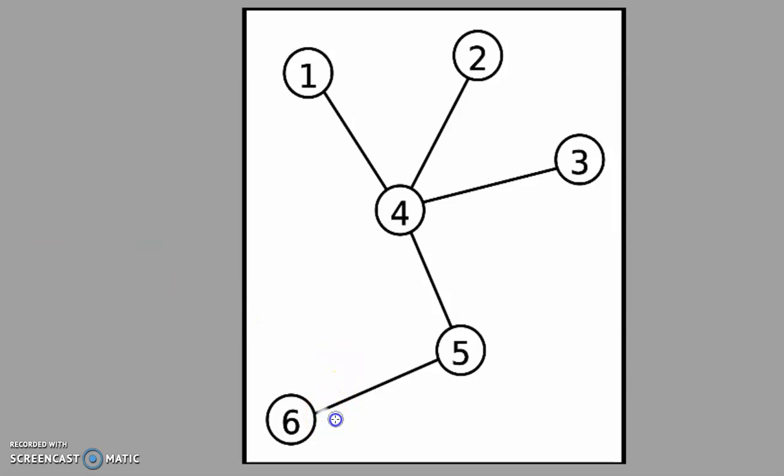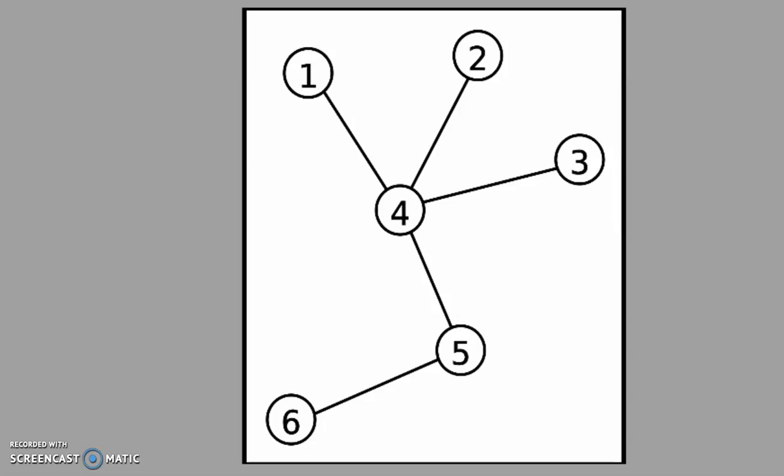So if I remove this one, then this graph is not connected. If I remove this one, then I have this vertex out here which is all by itself, and the graph is disconnected. And so the same is true for every one. So this is another example of a tree.